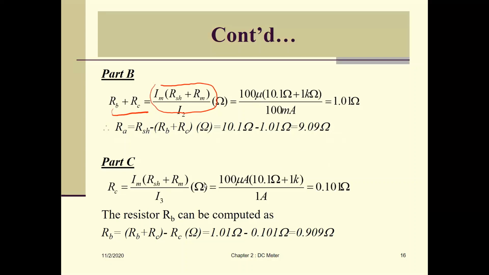And then part C. This is the formula for part C. Then you substitute the values, for example IM, the shunt resistance and RM, so automatically we get the RC. Please make sure that after you get RA, RB and RC, you double check.